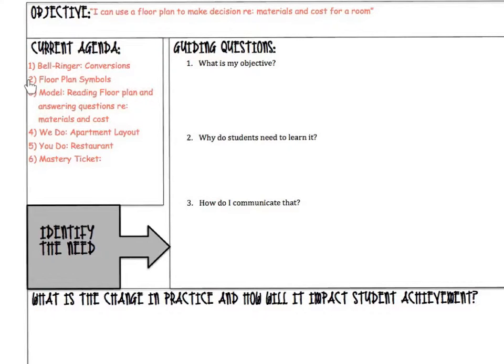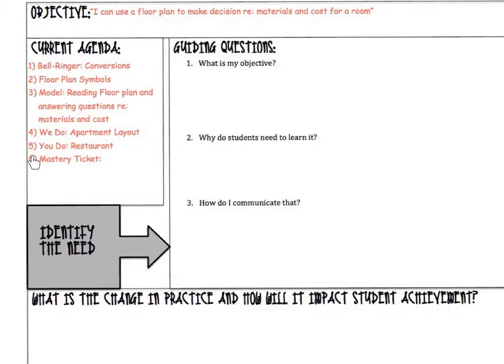I'm going to talk to students about what the different symbols are that they might see on a floor plan today and make sure that I leave those posted on the board for them. Then I'm going to go into my model. I'm going to model for students how to read a floor plan and answer some questions regarding materials and cost using the gym lobby of the school. Then we're going to go into a we do where I show my students a layout of an apartment, and again I have them make some decisions regarding materials and cost. The you do is going to involve the dining area of a restaurant.